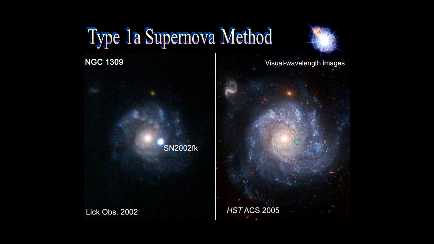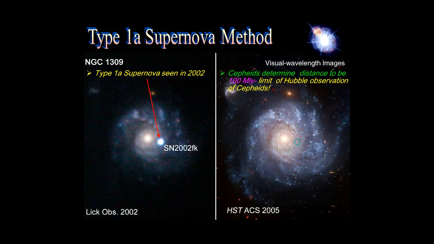We have two images here of NGC 1309. A Type 1a supernova was seen in 2002, observed by the Lick Observatory. There it is. Pretty incredible event. Well, since then, we have had observations from Hubble that have been able to pick up Cepheid variables. Remember, the Cepheids are 10,000 times the luminosity of the sun. Hubble can pick them up 100 million light years away. So it's picking them up in this galaxy. It's the very limit of Hubble's ability to see a Cepheid.